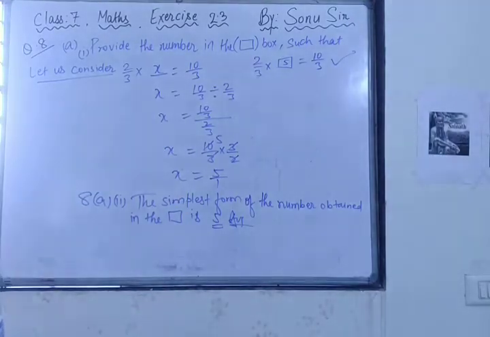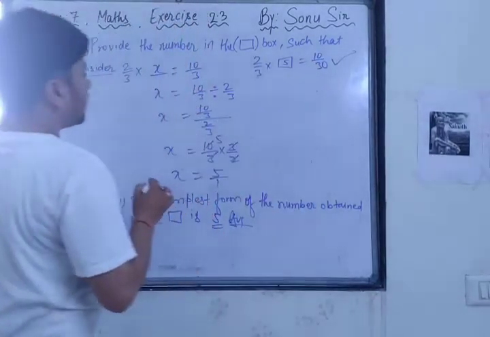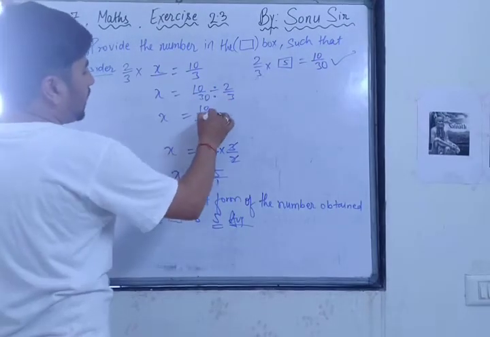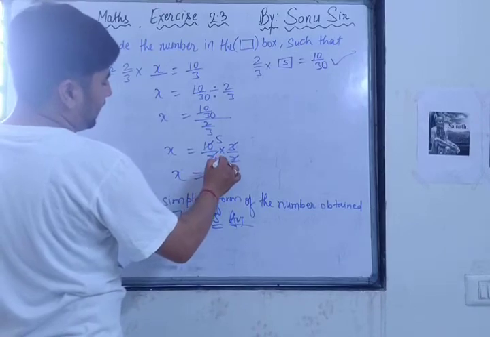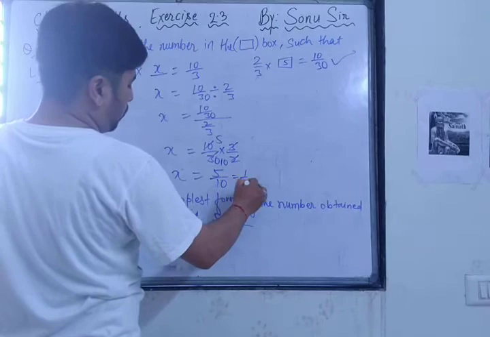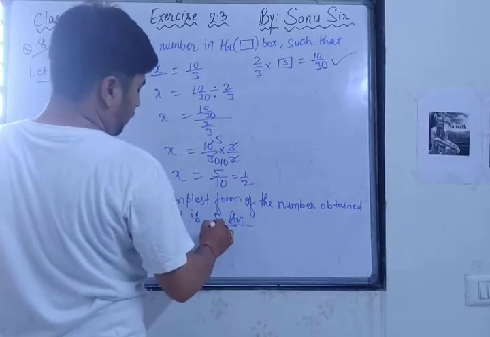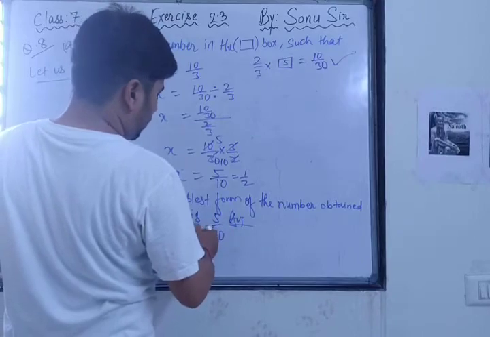Now if I talk about the same question, nothing else, but if I put here 30, then what will be the value? Here 30, here 30, and here 30. So 3 tens are 30, right? So 5 by 10 is 1 by 2, right? The simplest form will be 5 by 10 or 1 by 2.